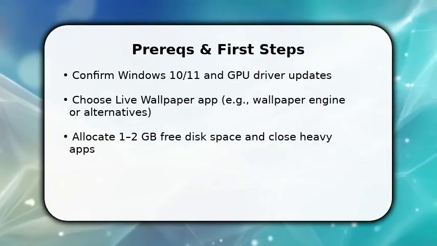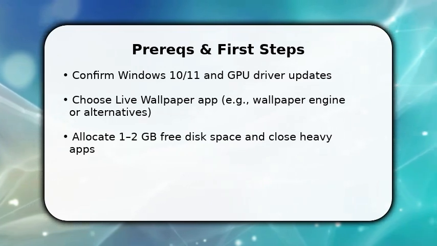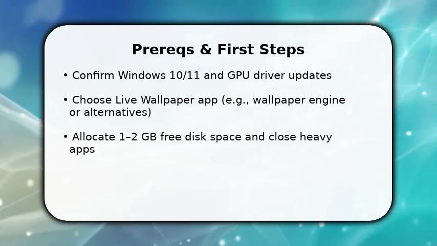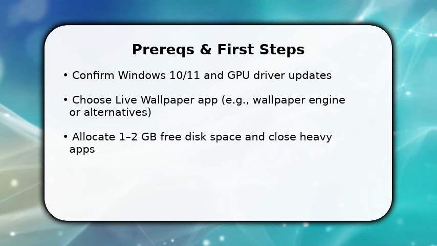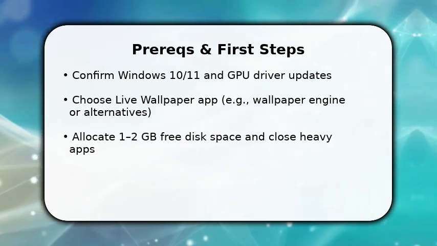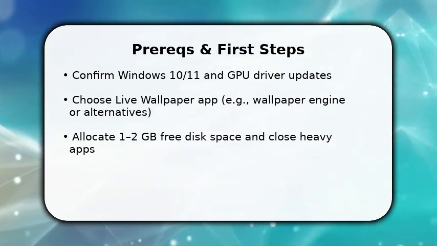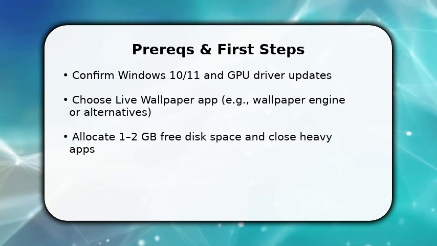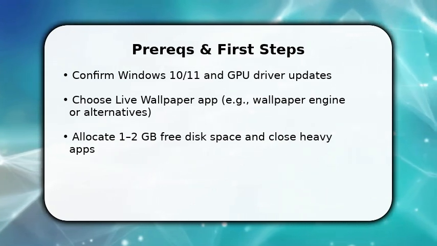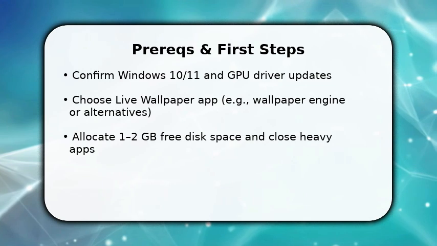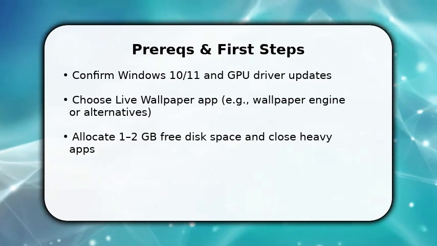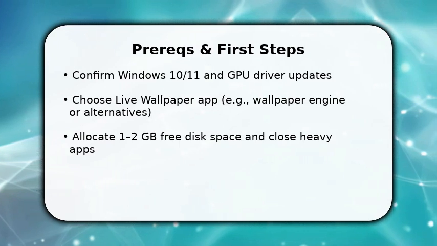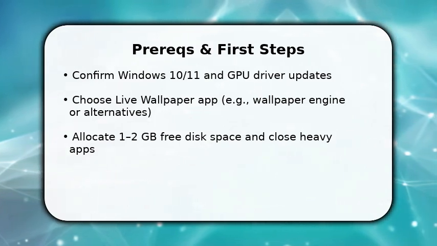You start by confirming Windows 10 or 11 and updated GPU drivers. This prevents playback issues. Next, pick a live wallpaper app and install it. Choose one with good reviews and low CPU use. Once installed, launch the app and grant any desktop permissions it requests so the wallpaper can render. Make sure to free 12 GB disk space and close resource-heavy programs before applying a live wallpaper to avoid stutter.